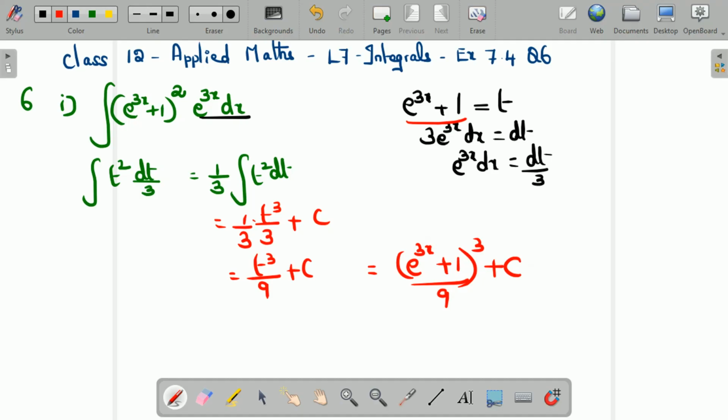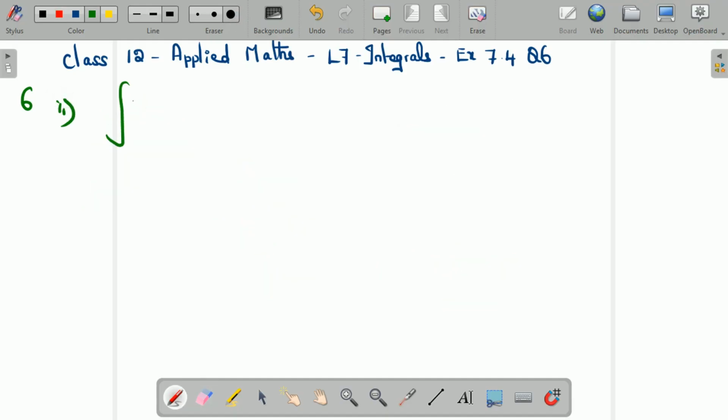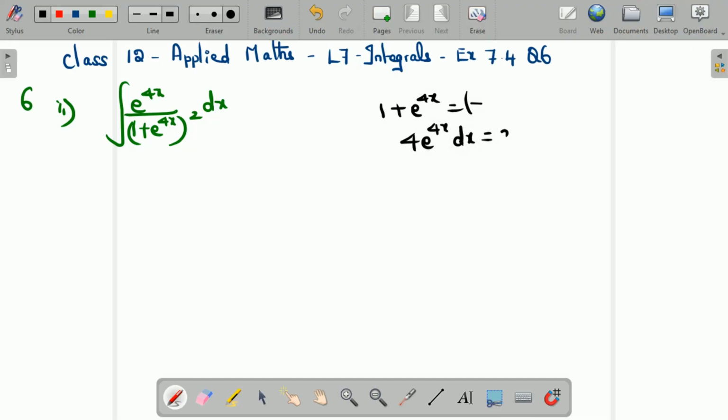Now let's look at the second subdivision in this question. Second subdivision is integral e^(4x) divided by (1 + e^(4x)) the whole squared dx. So here I'm going to put this expression 1 + e^(4x) as t. So on differentiation, you get 4 e^(4x) dx is equal to dt, or e^(4x) into dx is dt divided by 4.